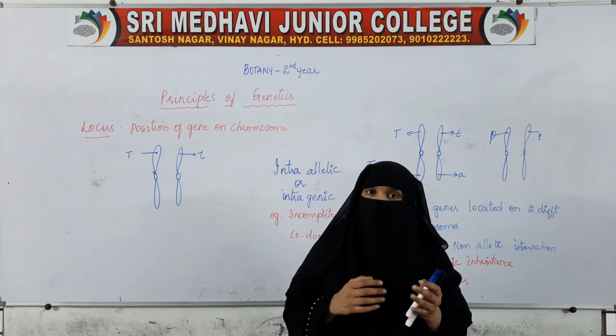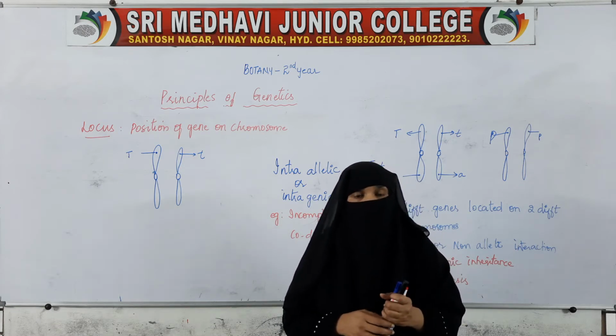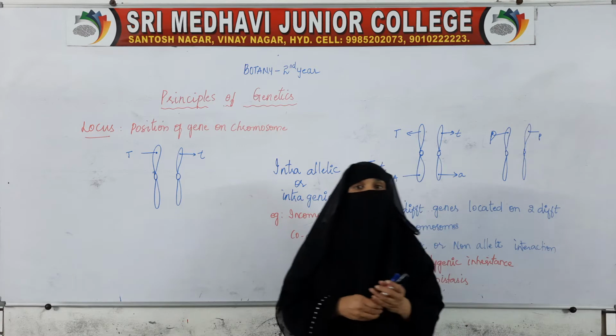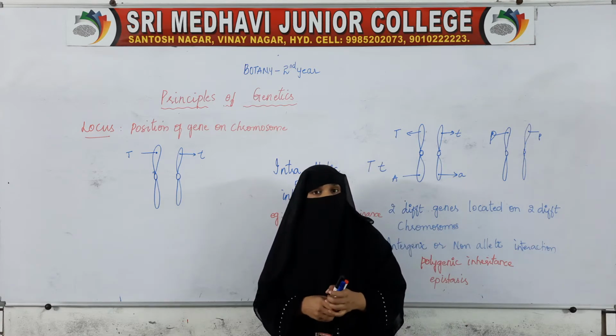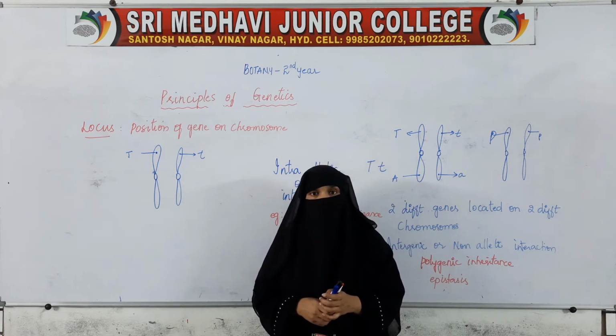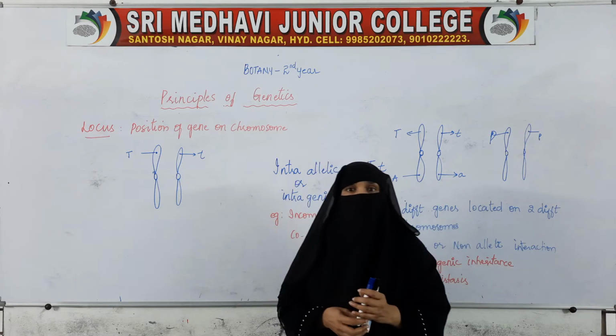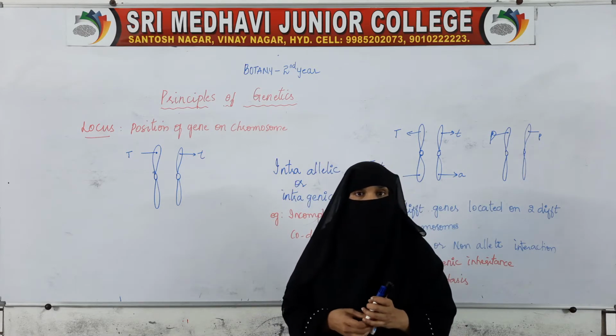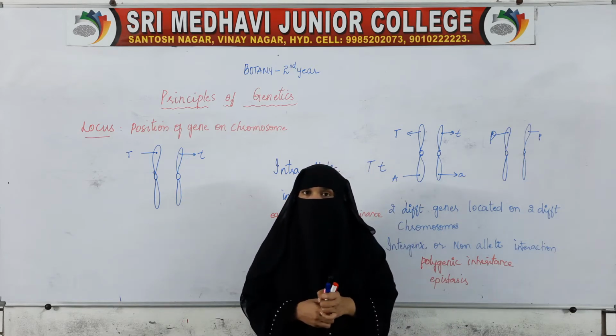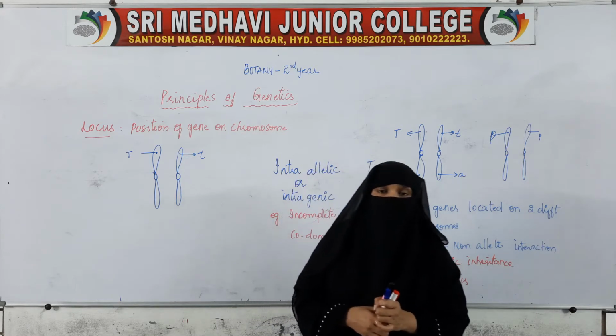We have studied what Mendel's laws are and what they state. Now we will see the other variations from Mendel's laws. In these variations, we will be seeing complete dominance and codominance.